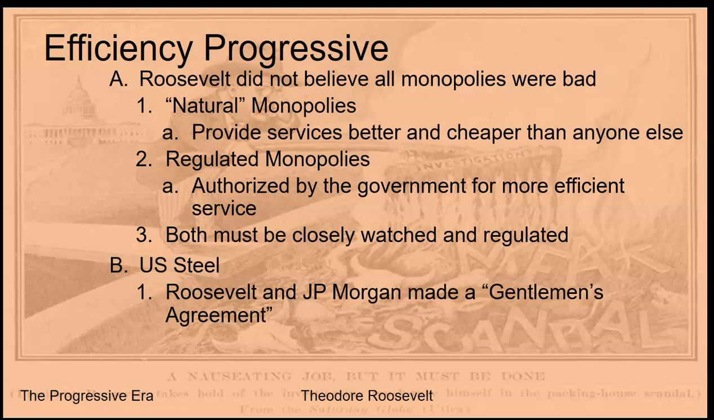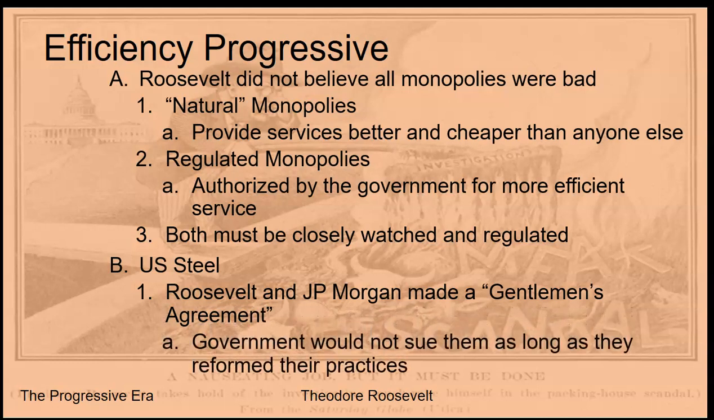So Roosevelt and Morgan made a gentleman's agreement. Okay? The gentleman's agreement, they shook hands on it. Roosevelt promised the government would not sue U.S. Steel to break them up as long as U.S. Steel reformed their business practices, kind of turning their books open to the government, saying, here's why we're doing what we're doing, here's why everything is fine.